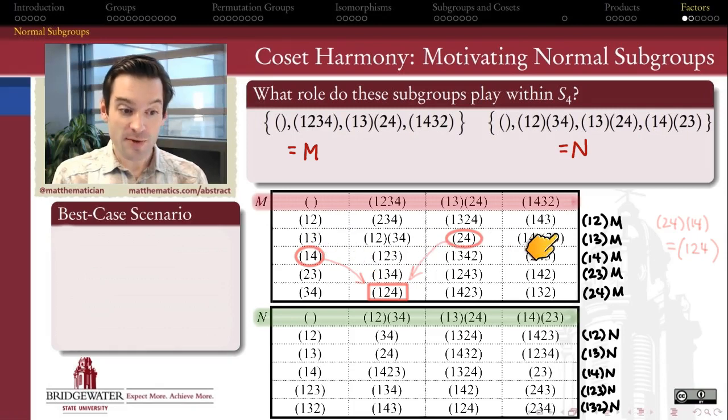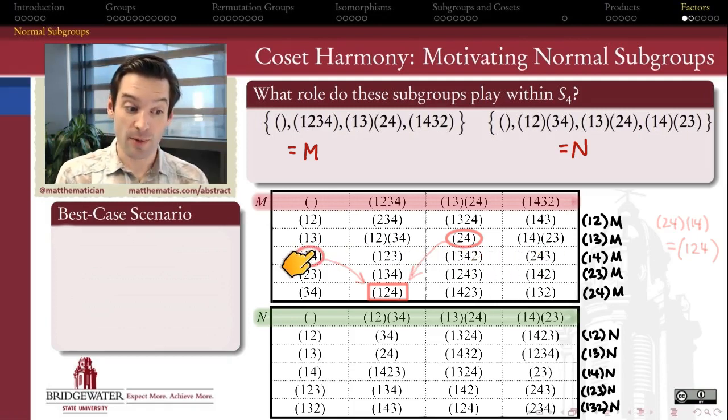So if these cosets are to behave like elements in and of themselves, then what needs to be true is any element of this 3rd row, the coset (1 3)M, multiplied by any element from the 4th row, (1 4)M, needs to give me an element of the 6th row, (2 4)M. This entire row multiplied by that entire row has got to account for this entire row.